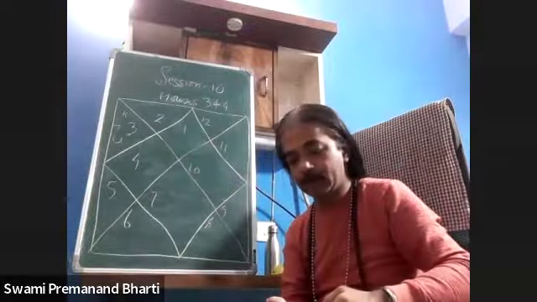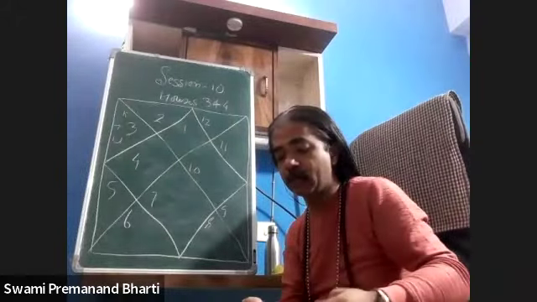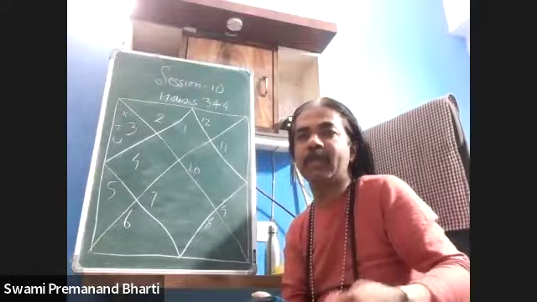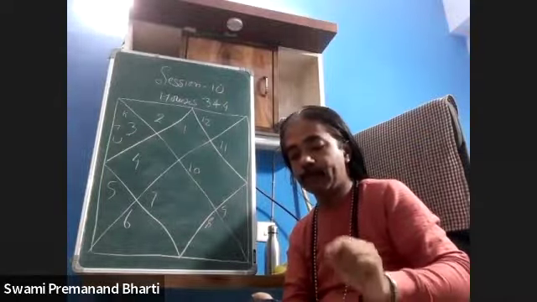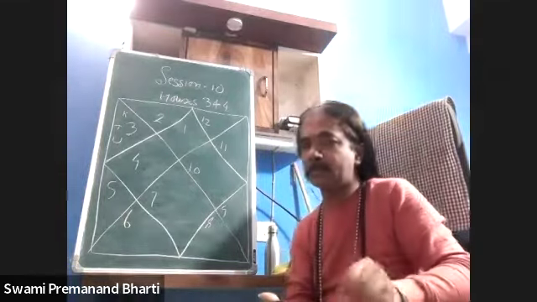Then this third house is also business, marketing, advertisement, and communication skills. As I said, through these ways also we express ourselves. It represents both oral and written communications. It represents your younger siblings.